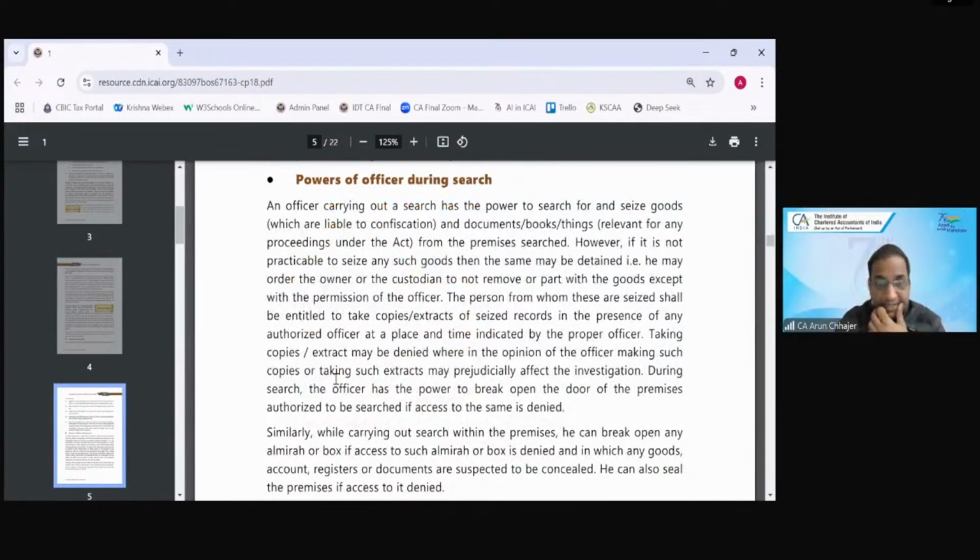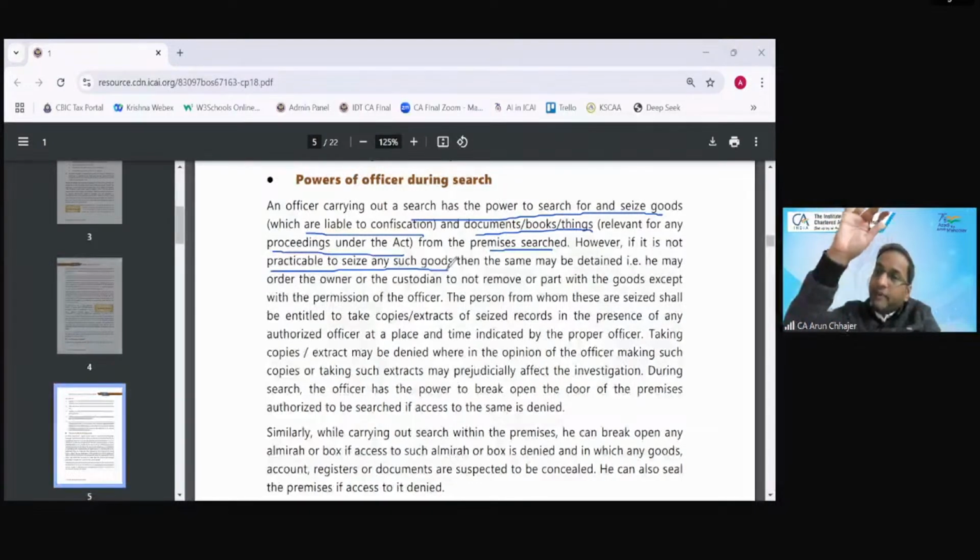Let's take a discussion of power of the officer during the search. An officer carrying out the search has the power to search and seize the goods which are liable for confiscation and documents, books and things relevant for any proceeding under the act from the premises searched. However, if it is not practicable to seize any such goods, ऐसा क्यों? Let's assume that the officer has inspected the premises of Mr. A and there is a huge plant and machinery, and the officer feels that this plant and machinery is liable to be seized, but movement is not possible, or the officer does not have sufficient space. In those cases, then the same may be detained.